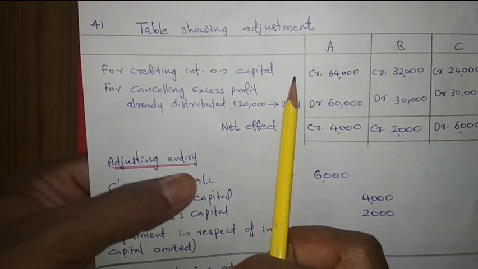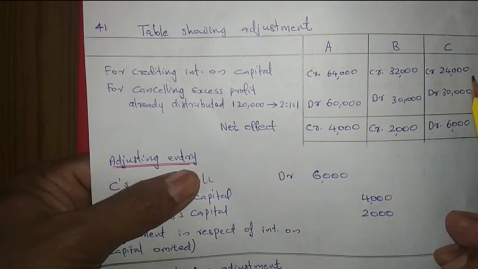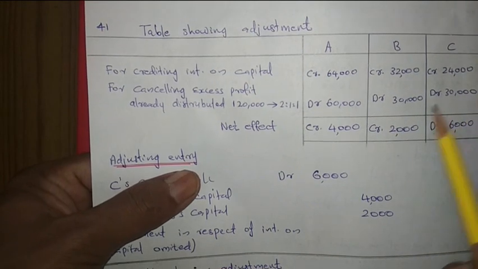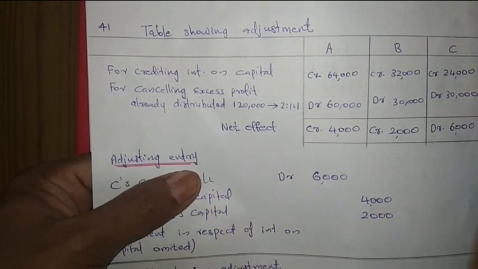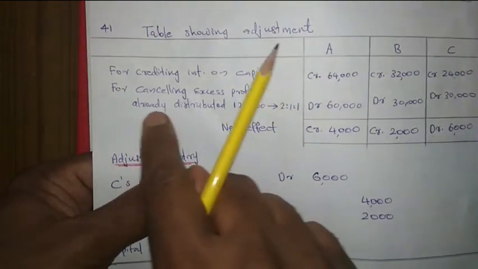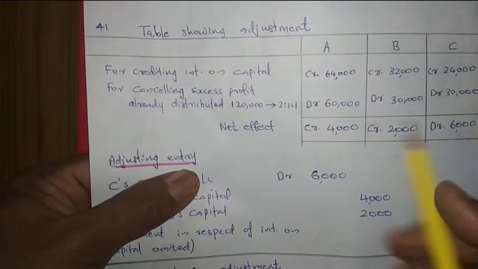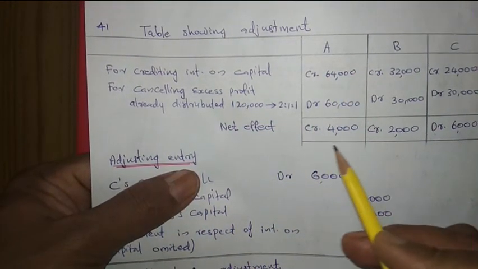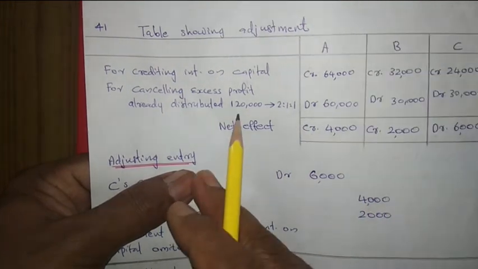So how much interest is coming for 1 year? Take double that amount. That is one thing. And the second thing, what is the total of all the interest? That much we have to cancel. You have to debit it. Then find out the net effect. And by seeing this, you can write the journal entry.